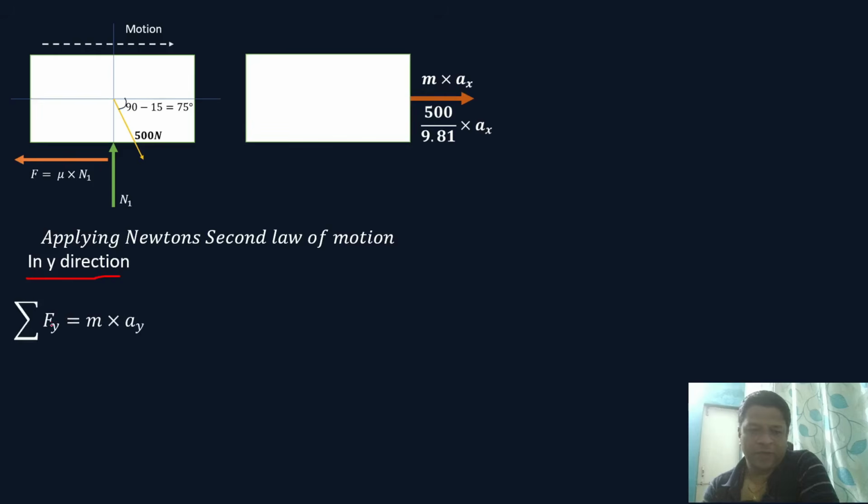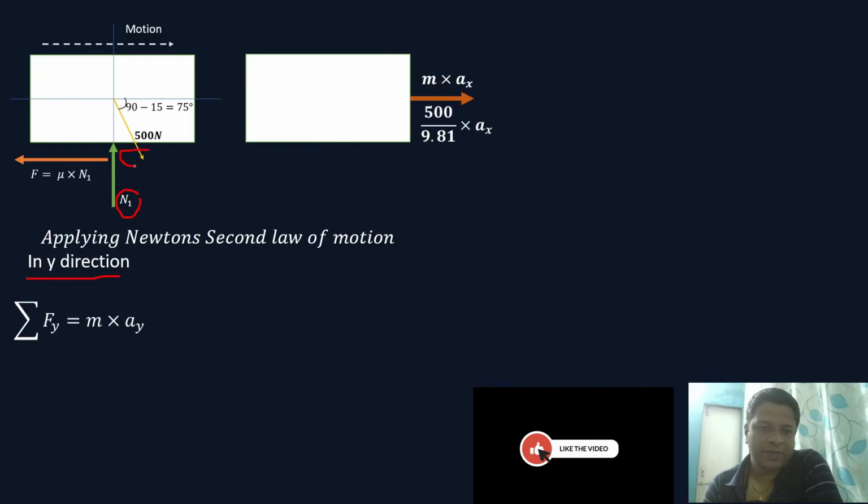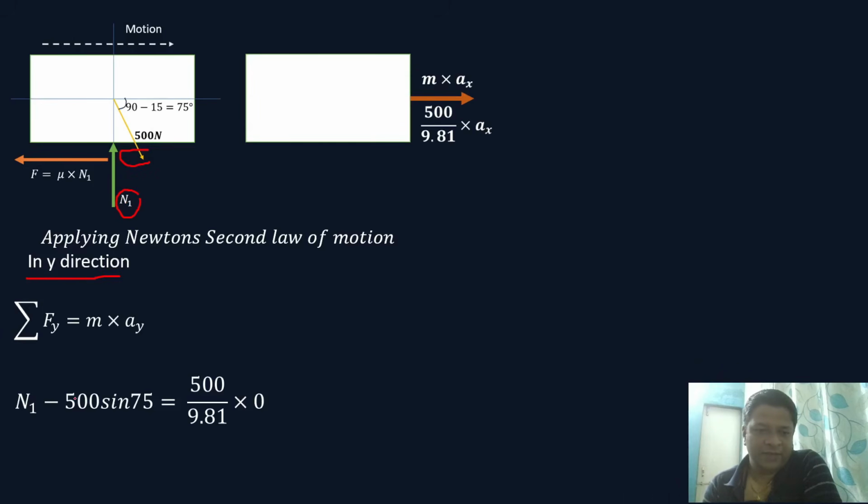So it should be summation of Fy is equal to mass into acceleration in the y direction. So write the equation. The vertical components are N1 plus, now this weight force acts in the fourth quadrant, so its y component should be negative, so it is 500 sin 75. So N1 minus 500 sin 75 is equal to 500 divided by 9.81 into acceleration in the y direction, which is 0 because it is moving only in the x direction, so the whole right side becomes 0. So N1 is equal to 500 sin 75.